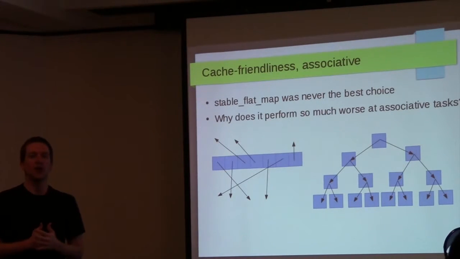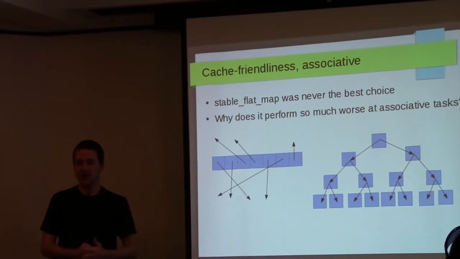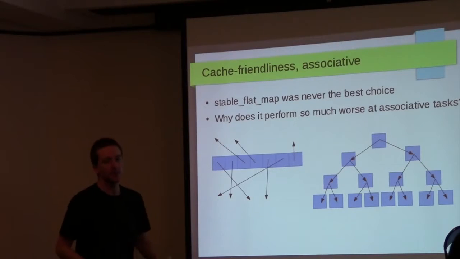So the question was, what would the unstable flat map, which is the sorted vector, look like on this diagram?